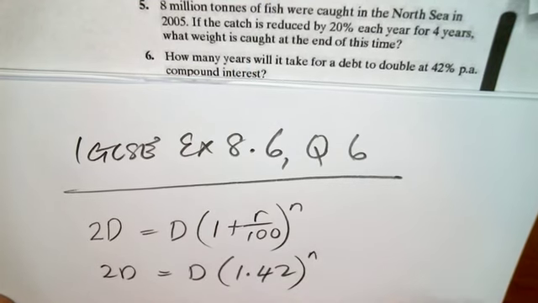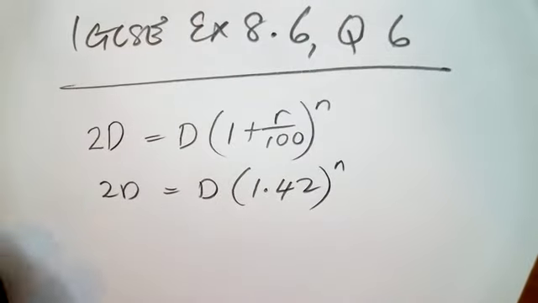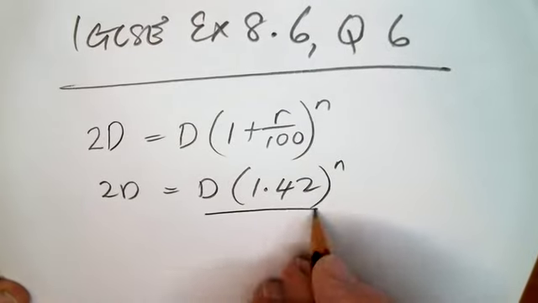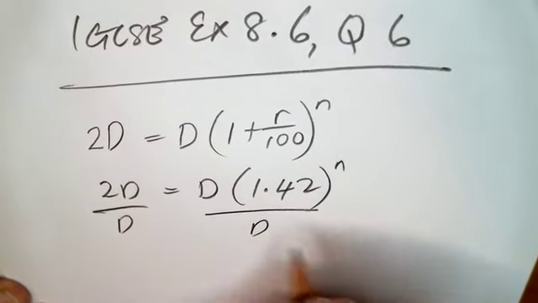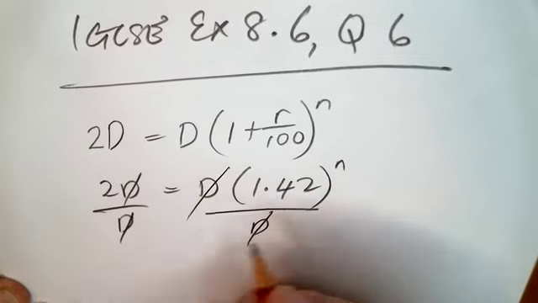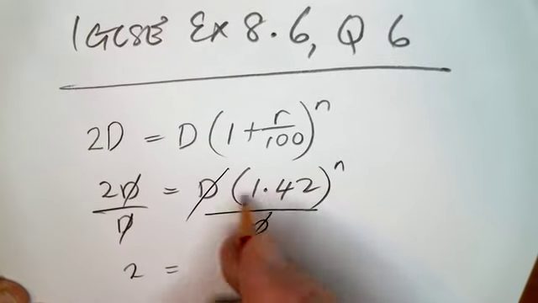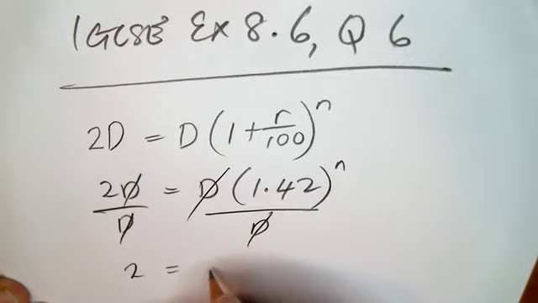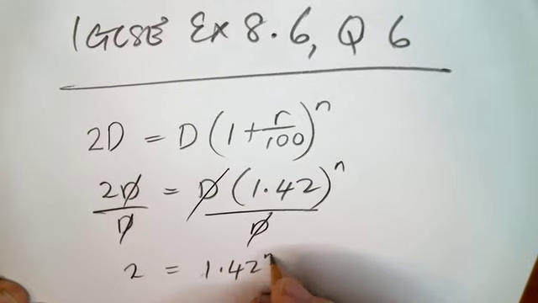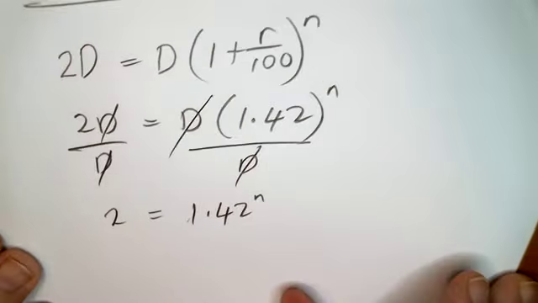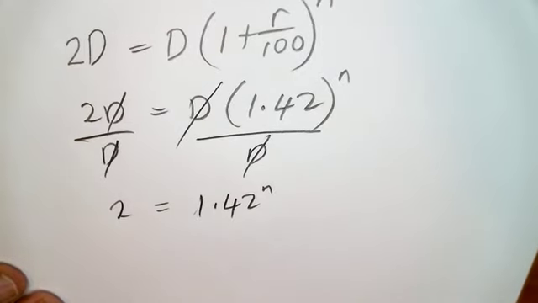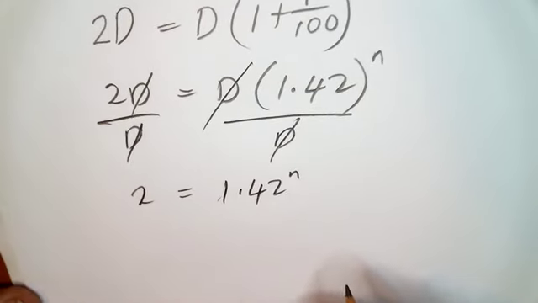And we just want to know n, the number of years. So to find that, we're just going to divide both sides by d, d being debt. So 2 is equal to this thing here, which is 1 times, if you like, 1.42 to the power of n. Now, the quick way of doing this, and this is kind of the cheat's way, is just to take the logarithm of both sides.